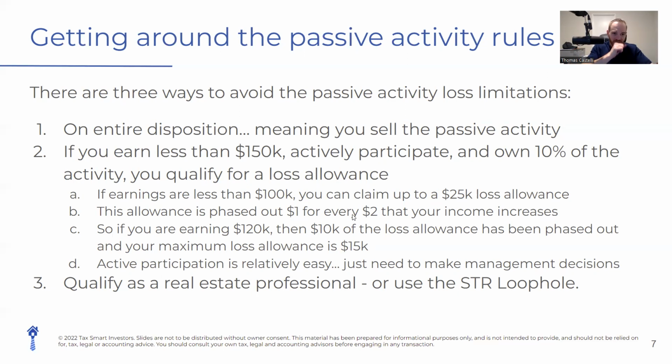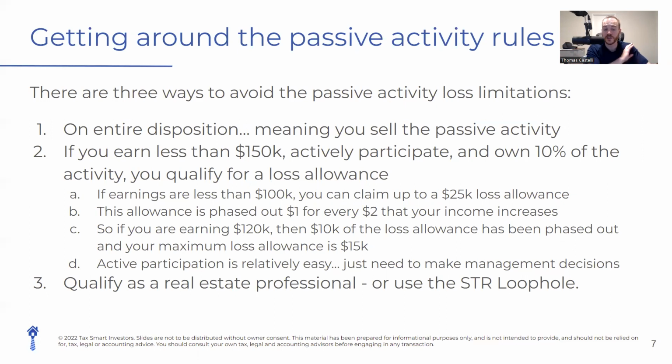The second thing you could do is, if you earn less than $150,000 and you actively participate and own at least 10% of a property, then you can qualify for what's known as a special loss allowance. A special loss allowance allows you to take up to $25,000 of rental losses against your active or non-passive income if you earn less than $100,000. But then it starts to phase out $1 for every $2 above $100,000. And then if you earn $150,000 or more, this is gone.